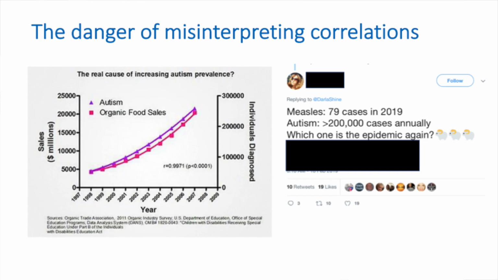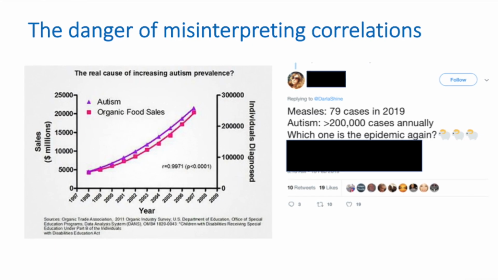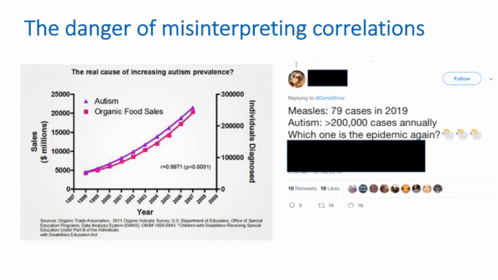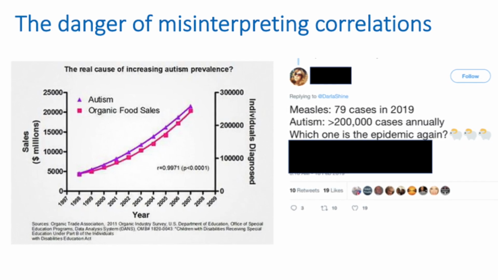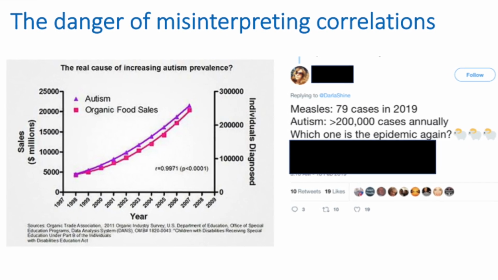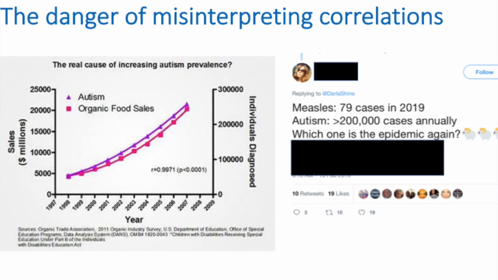So one really popular misinterpretation of a correlation that you might have seen in the media is that people have misinterpreted the correlation between the amount of vaccines available and the prevalence of autism. Now, it is true that the amount of vaccines have gone up and that the autism prevalence has gone up as well. But again, this is only correlational, okay?